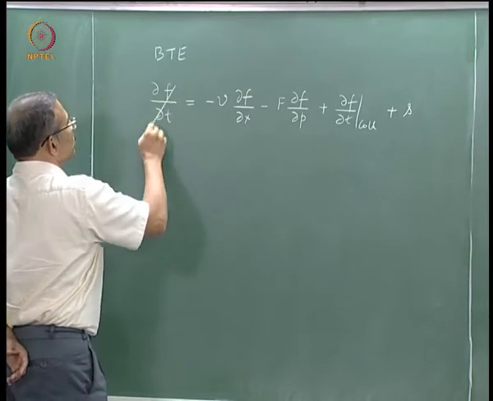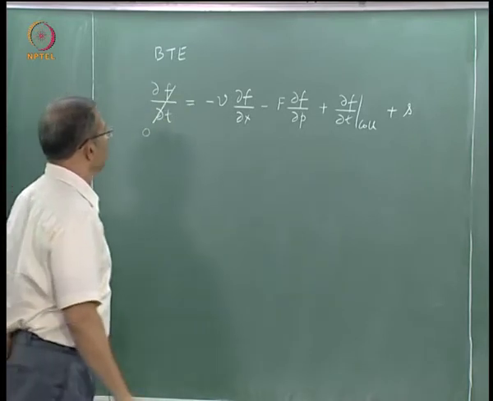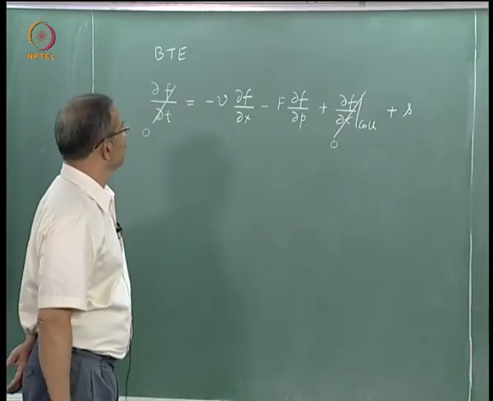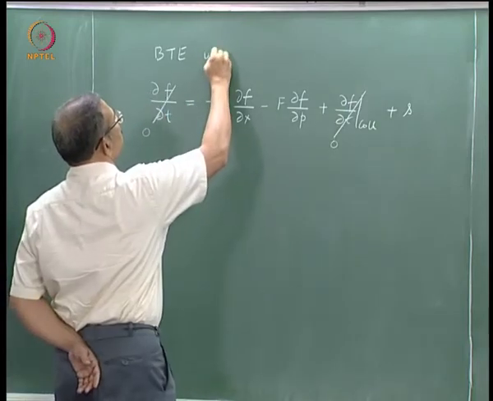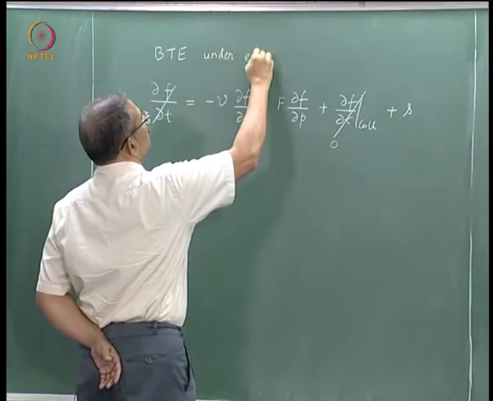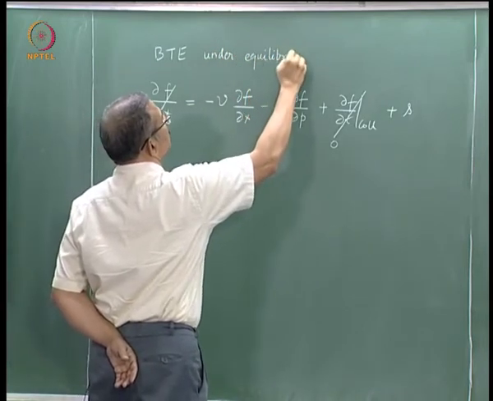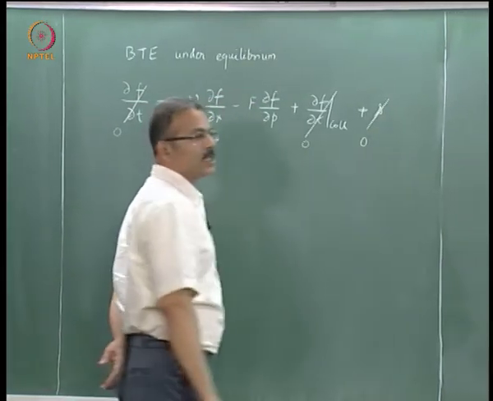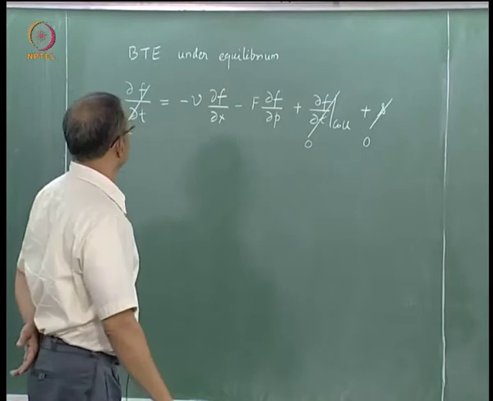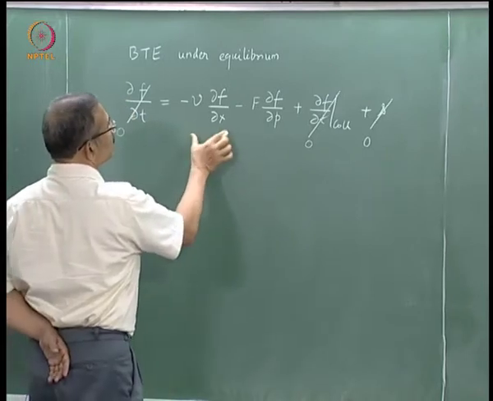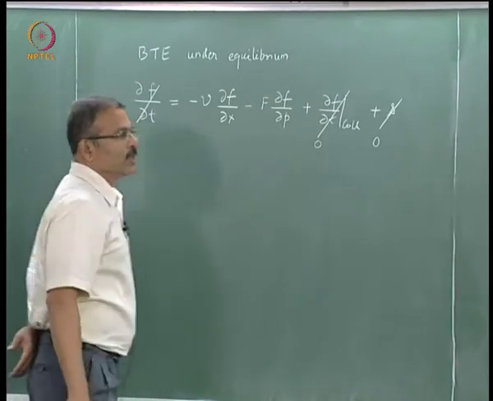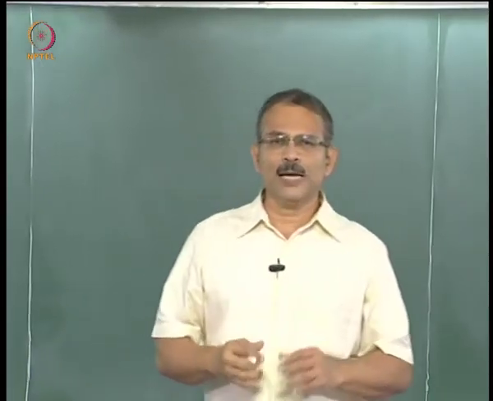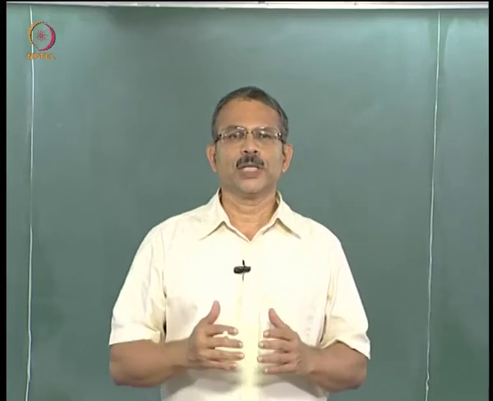This term will be 0 because things will not change with time. This term will be 0 for the same reason, things do not change with time. And this term is also 0 because there is no excess generation or recombination. So you see we are left with only these 2 terms equal to 0. So this is what we mean by saying under equilibrium the equation simplifies. So can we now use this feature in some way?